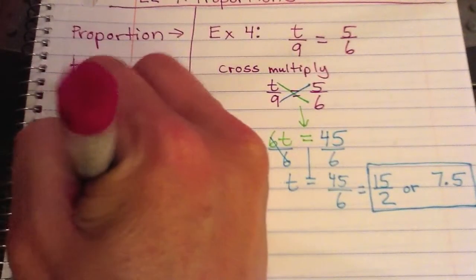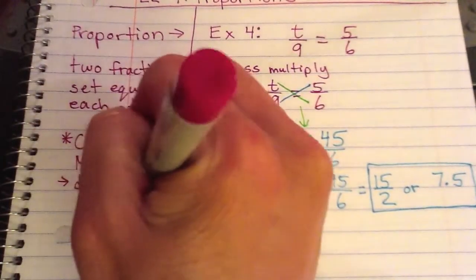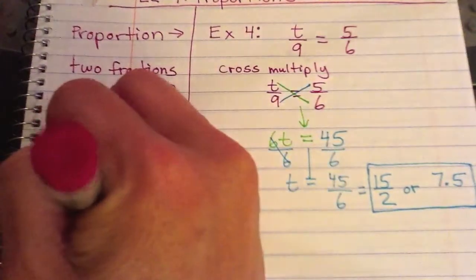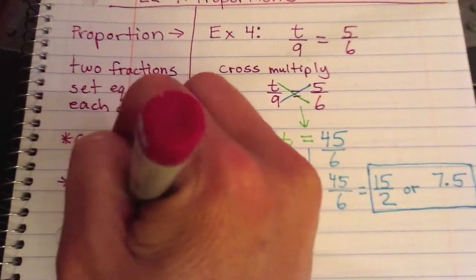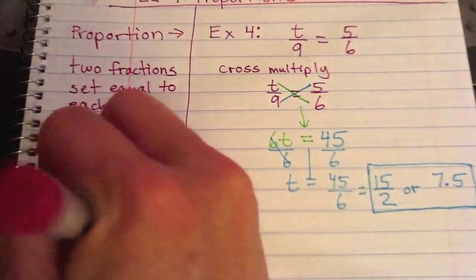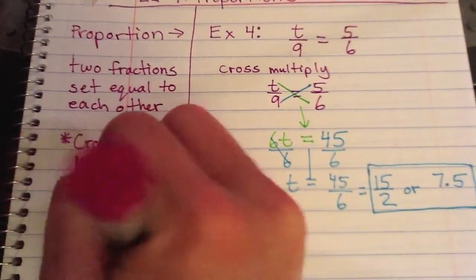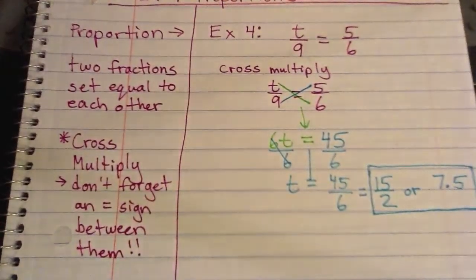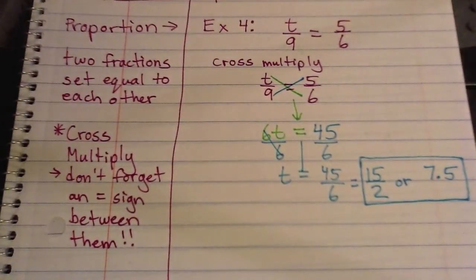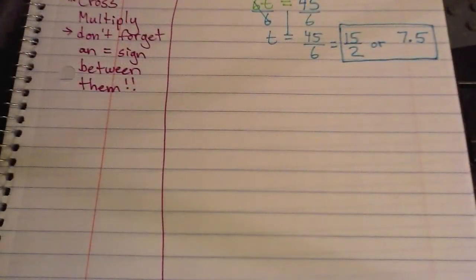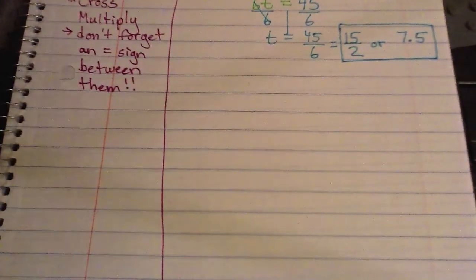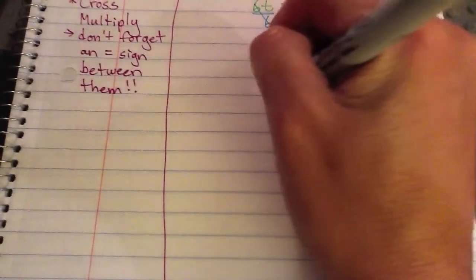Don't forget an equals sign between them. What I've noticed in the past is sometimes students put times between them and they end up multiplying it and getting a bigger answer there. They're not sure what to do because they can't solve. Or there's another way to solve this that works perfectly fine, and it's completely up to you which way you want to use it.